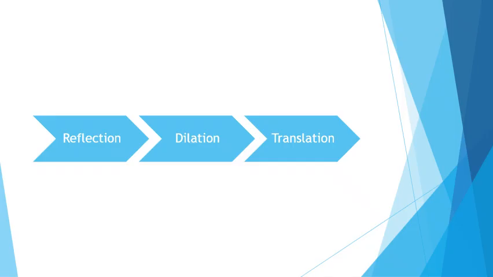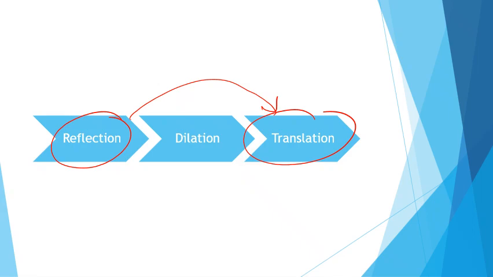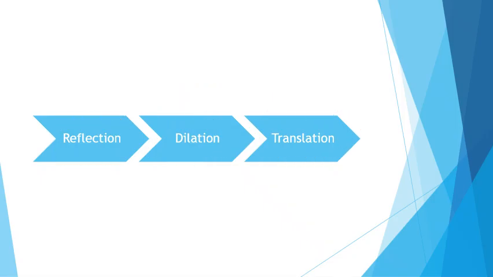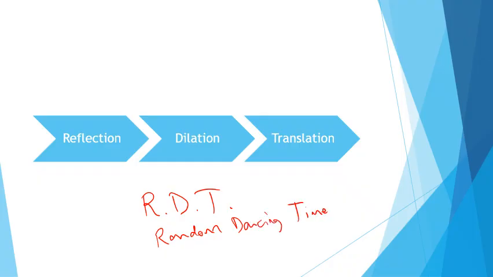Now, we talked about how you should always do reflection before translation. However, we're adding in a new character, dilation. And so this is the order in which you should make any transformation: reflection, dilation, then translation. I remember the acronym RDT. And if you remember iCarly, if you ever watched that show, you guys may be too young, there was a random dancing segment. I remember this acronym as random dancing time, for reflection, dilation, and then translation, in that order.